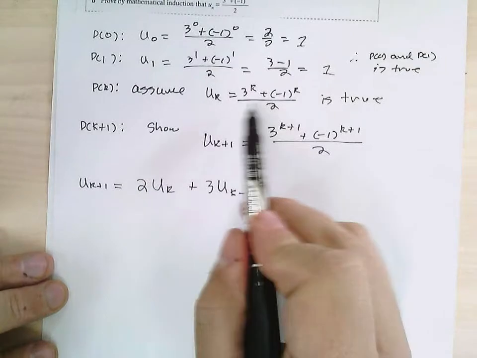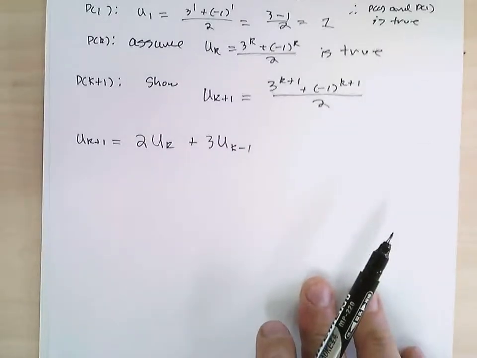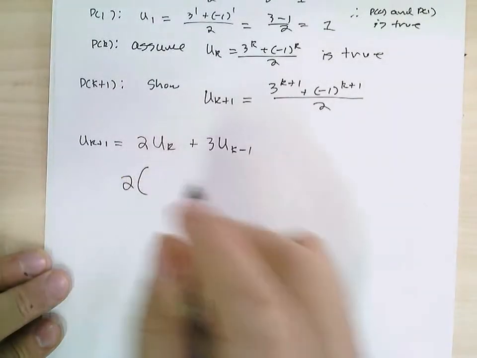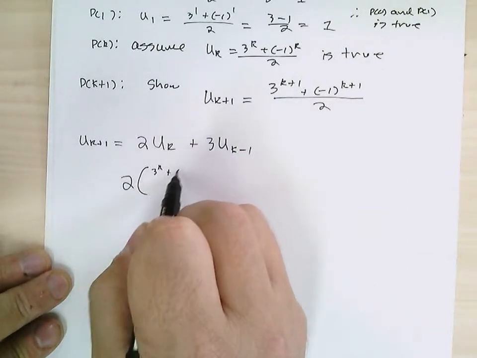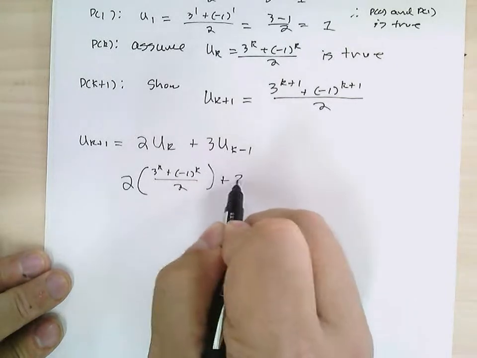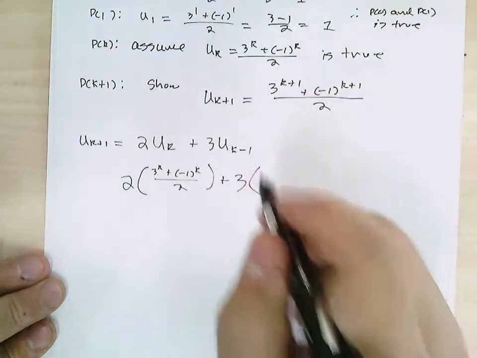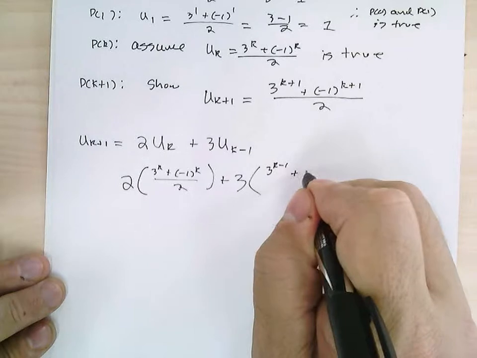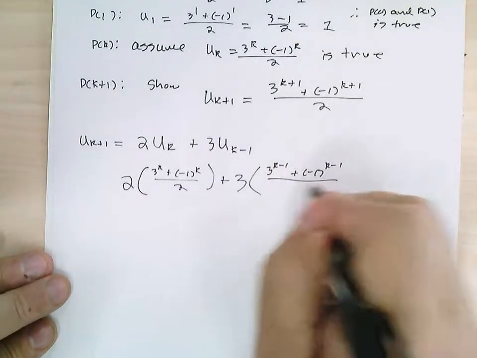Good. Now I can use my assumption that I have right here, right? So I can use this guy right here to help me out. So I'm going to move up so I can get a little more space. Right there. So, and then I'll get 2 times, when I plug this guy in, I'm going to get (3^k plus (-1)^k) all over 2 plus 3 times, when I put k minus 1 in here, I'm going to get (3^(k-1) plus (-1)^(k-1)) all over 2.